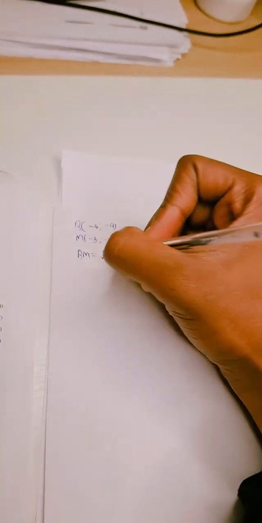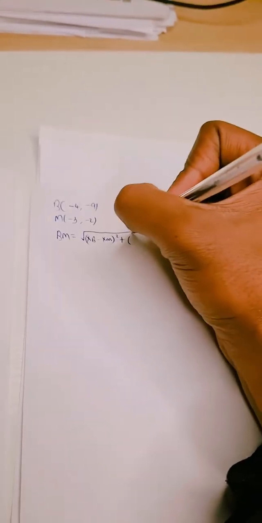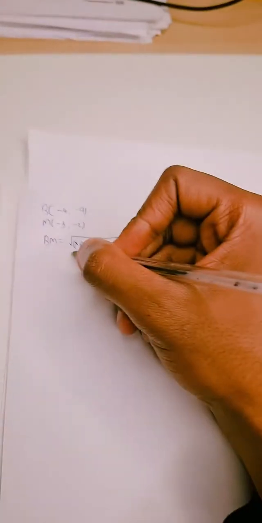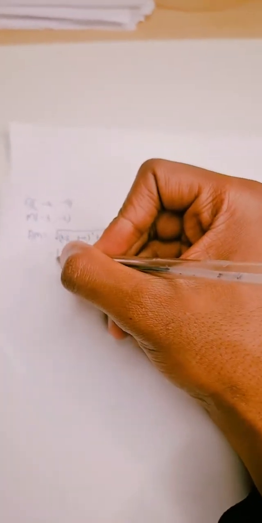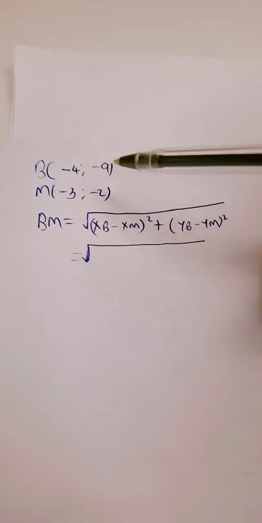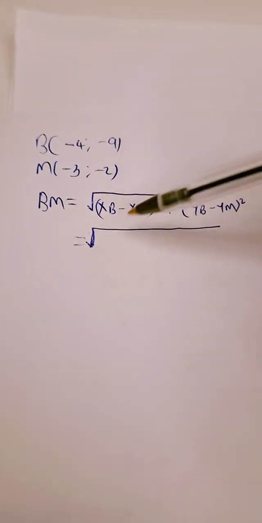Okay, it's time to use the distance formula: XB minus XM, the whole thing squared, plus YB minus YM, the whole thing squared. We know how. Okay, so guys, let's be careful here. Make sure that our coordinates are recorded correctly. No funny business. We didn't write down the coordinates incorrectly.